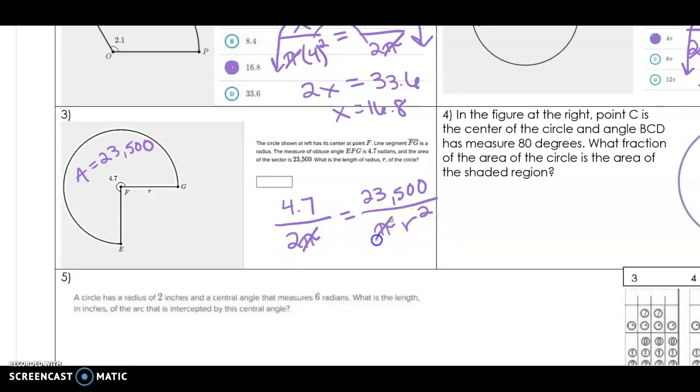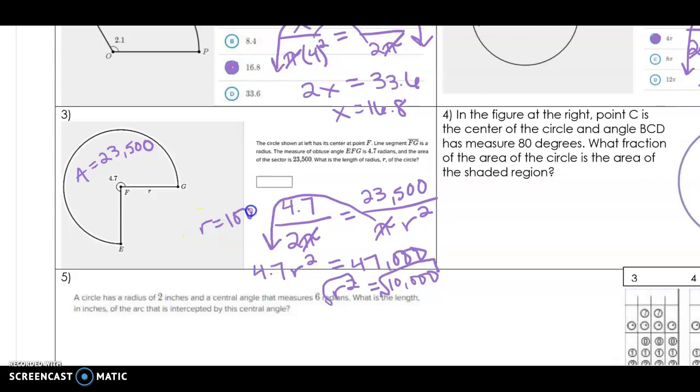I'm going to cancel out these 2 pi's and cross multiply just like I've been doing for each of the first two problems. 4.7 r squared is equal to, what is that, 47,000? That means r squared is 47,000 divided by 4.7, which is 10,000. Square root both sides. We get r is equal to 100. So 100 is what we'd fill in here.